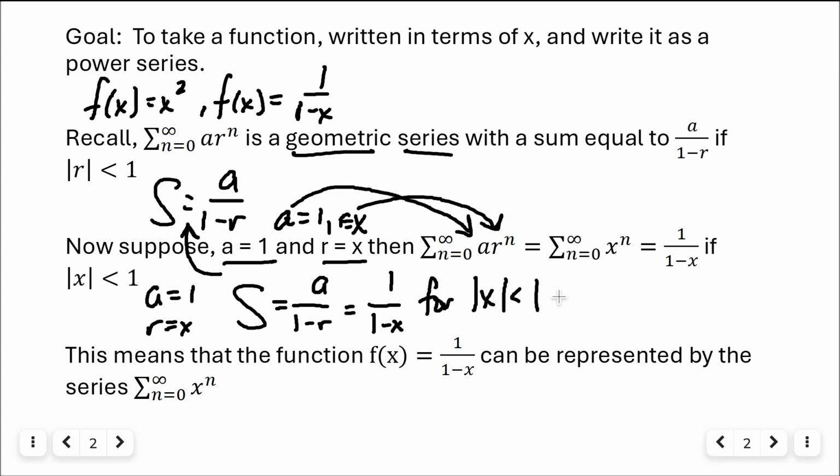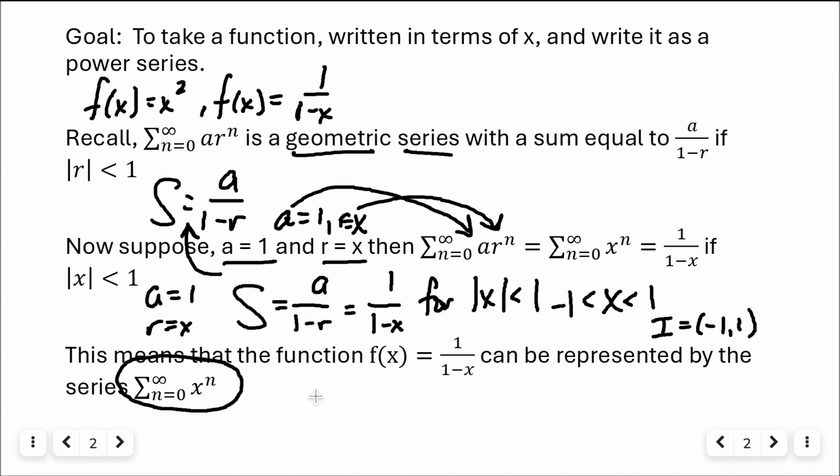Now, what does it mean for the absolute value of x to be less than 1? Well, that means x has to be between 1 and -1, right? And there's your interval of convergence. So it would be -1 to 1, open on both ends, because a geometric series does not converge when r equals 1, right? The absolute value of r has to be less than 1 for it to converge. Okay, so that means that this function, f of x equals 1 over 1 minus x, can be represented by this series, the sum from n equals 0 to infinity of x to the n.